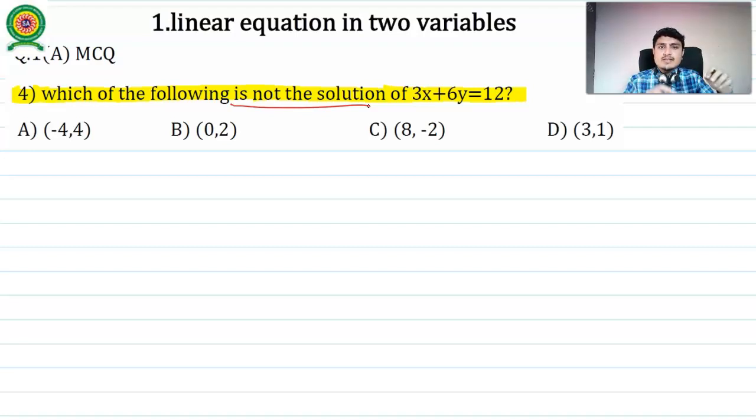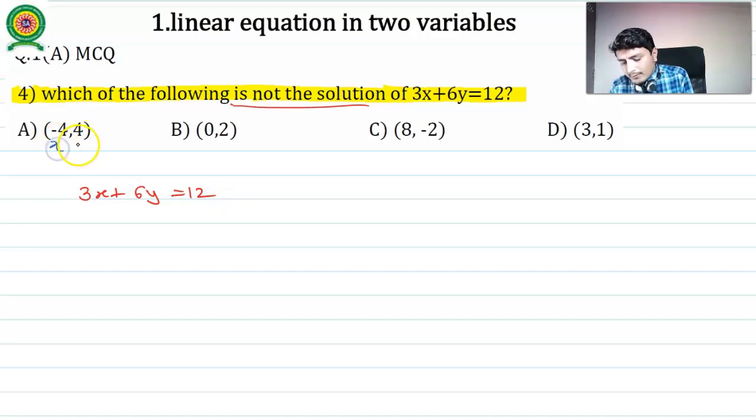Once we are replacing x and y in the given equation, that means the LHS of the given equation, and once we simplify it, and once we are getting LHS equal to the RHS, then we can say that the given values of x and y satisfy the equation. Now look ahead, we have given the equation 3x plus 6y equals 12. First point we have minus 4 comma 4, that means x is minus 4 and y is 4. So let's try to replace x by minus 4 and y by 4 in the LHS of the given equation.